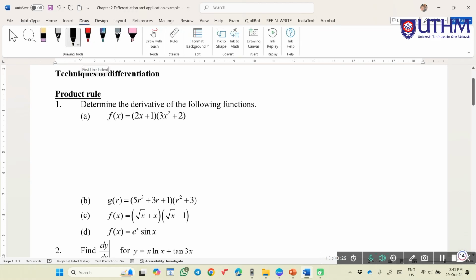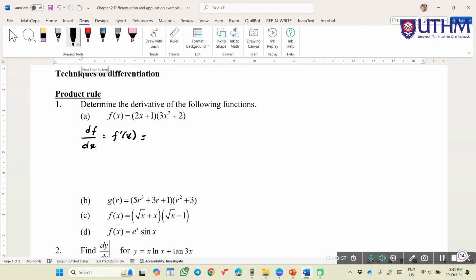So for the example here, for f prime x, you can use df over dx, or you can also use f prime x. Because we have here a product function, the multiplication of two functions, we can use the product rule.